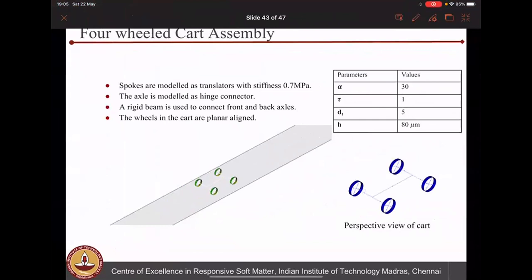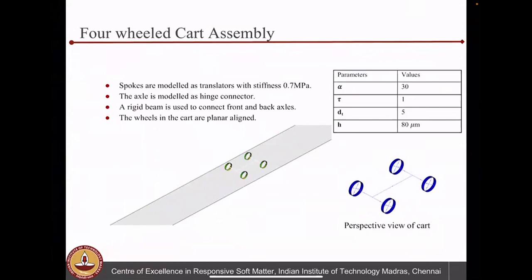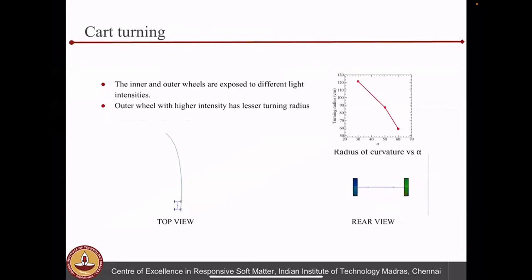So we've actually used this knowledge that we have gained through these rocking simulations to see if we can create rolling motion in these systems. And we were able to simulate the four-wheel cart made of liquid crystal films as shown here. By shining the light in a particular direction, we were able to move it back and forth by changing the direction of the light. We were also able to see if we can turn this system by providing different intensities of light for the outer wheels and inner wheels.